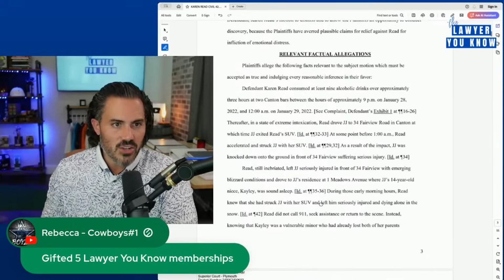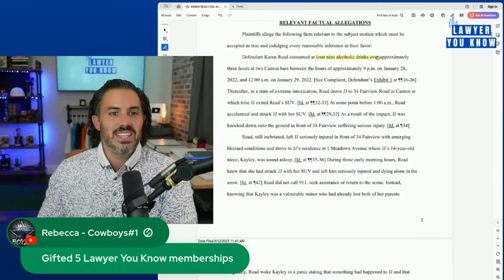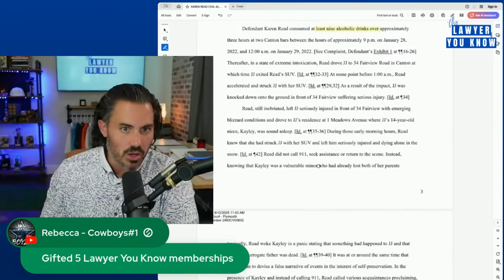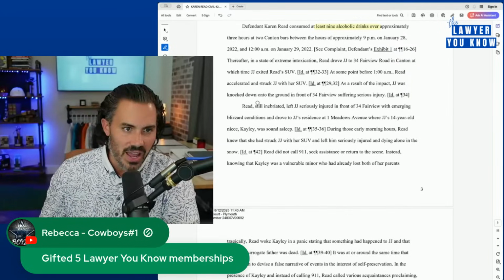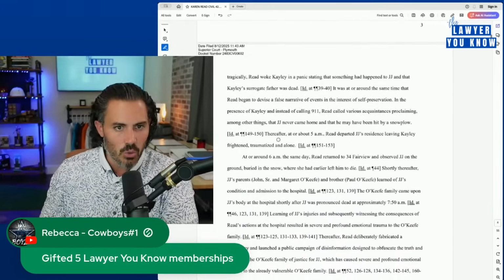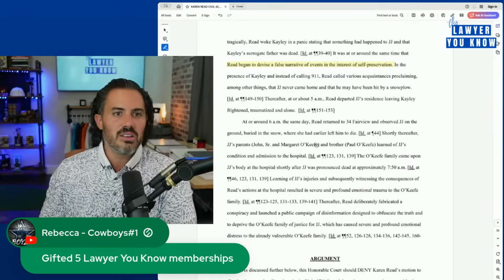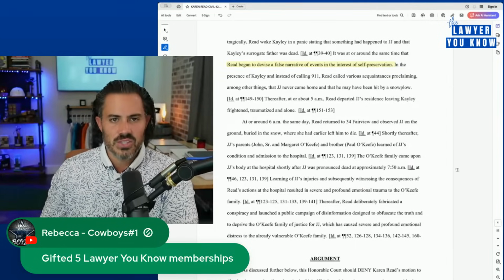Okay, relevant factual allegations. They focus on the fact that she had at least 9 alcoholic drinks. She was so drunk. She was inebriated, still inebriated after the fact, still inebriated here. They really focus on that. But again, we know what happened in the early morning hours. Then she began to devise a false narrative of the events in the interest of self-preservation.